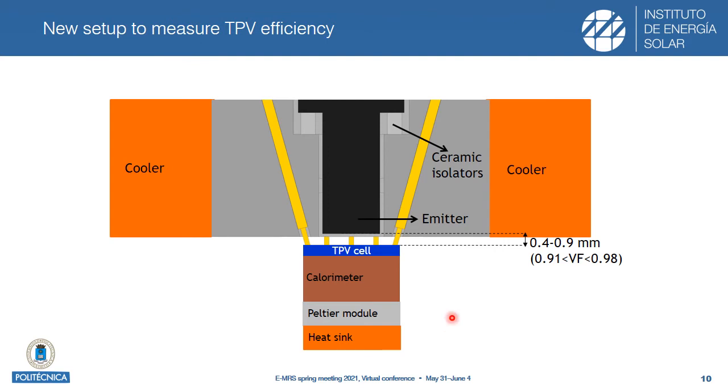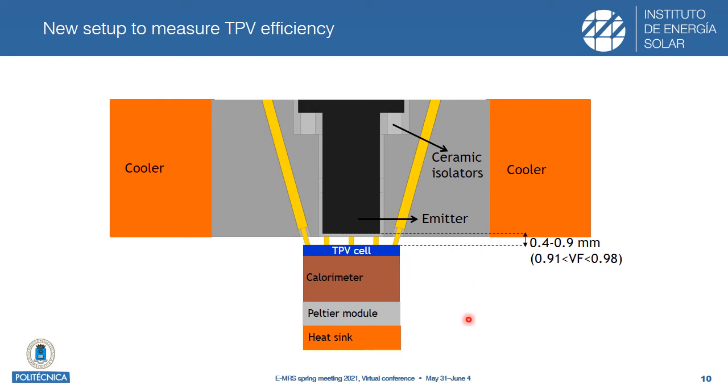This is a sketch of our setup. The distance between the TPV cell and the emitter is small enough to provide high view factors, between 0.91 and 0.98. Under these circumstances, it is possible to contact the cell if we use the same structure to contain the emitter and the contact probes.